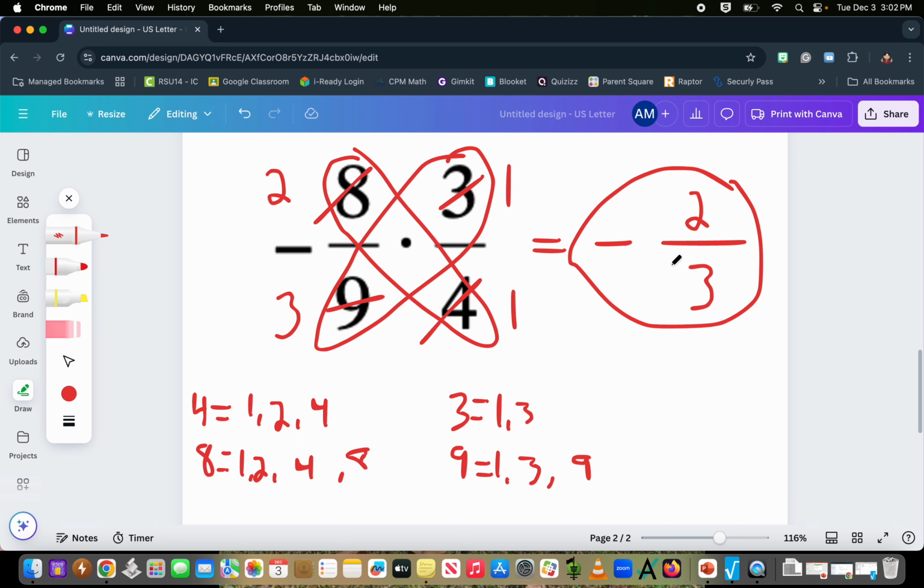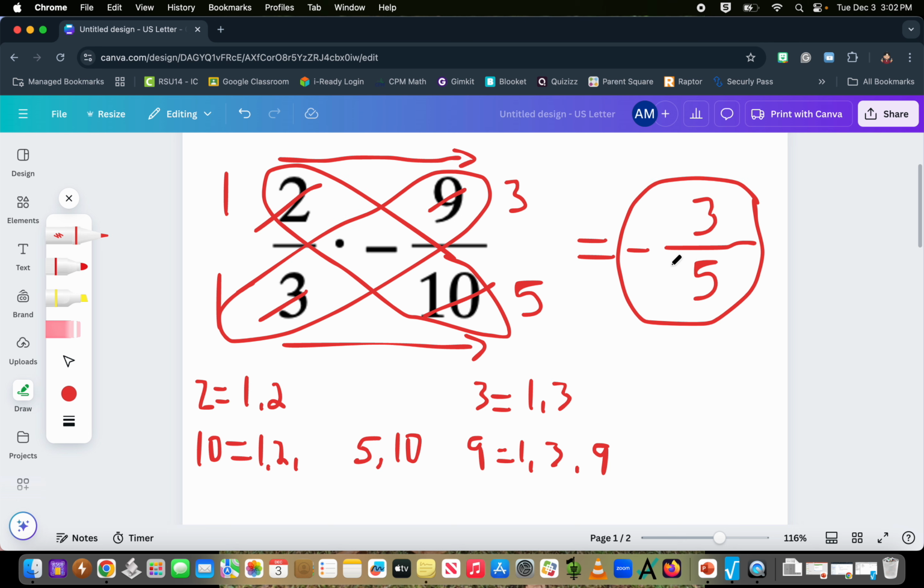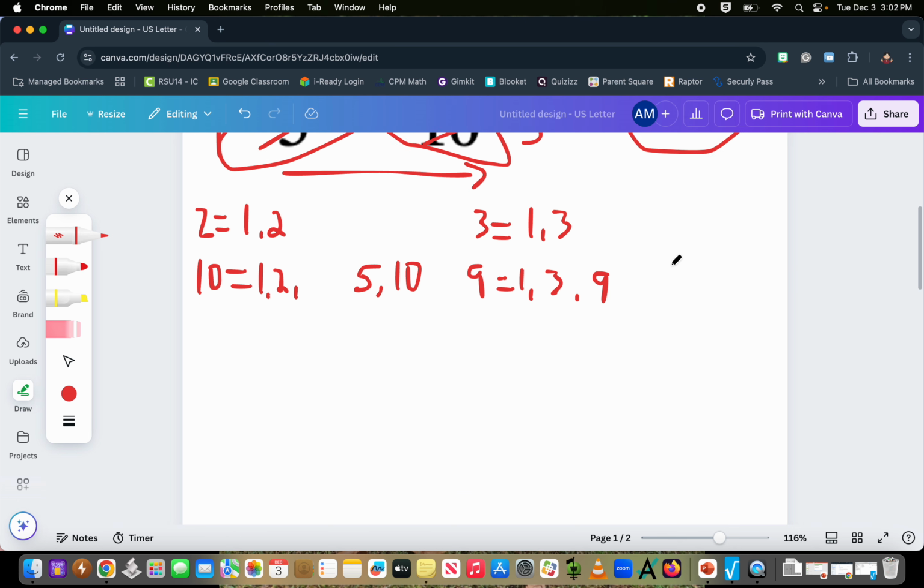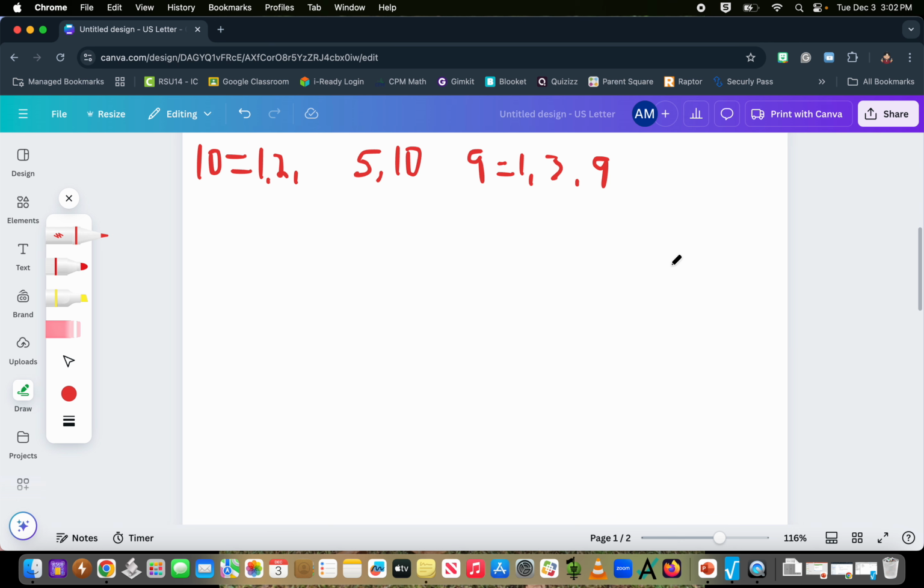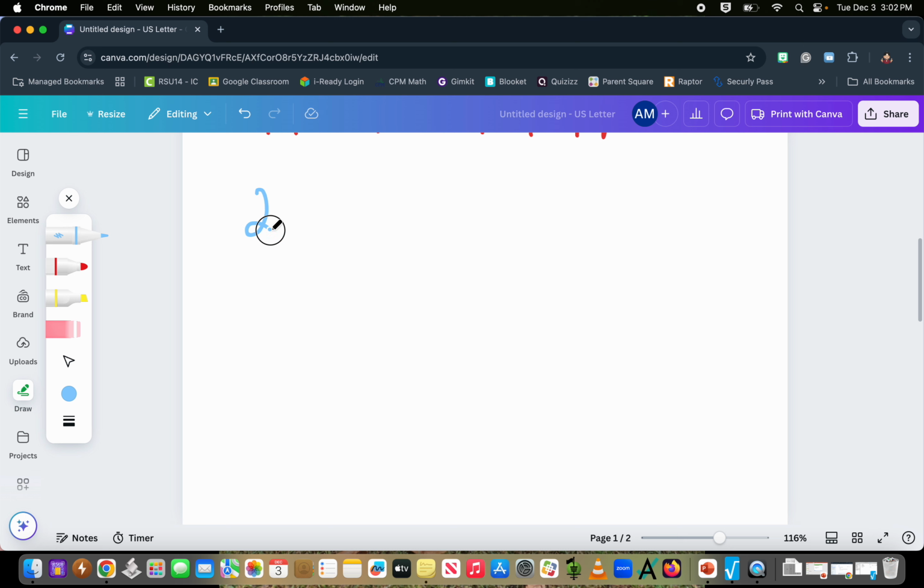Let's go back up to the top one and take a look at what it would look like if we didn't cross-reduce and what we would have to do. So we've got 2/3 times negative 9/10. So we'll grab a different color. 2/3 times negative 9/10. So if we followed just the rules of straight multiplication, which we certainly can do, we know there's a chance we may have to reduce at the end.